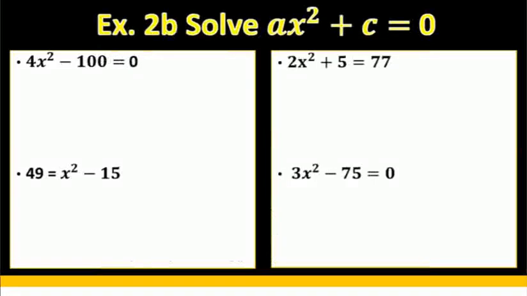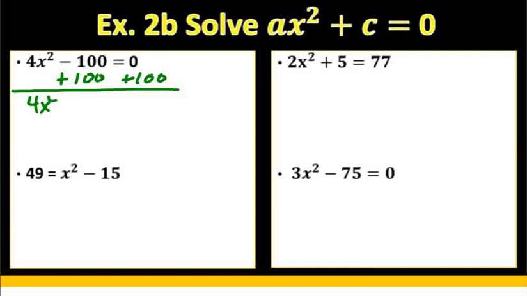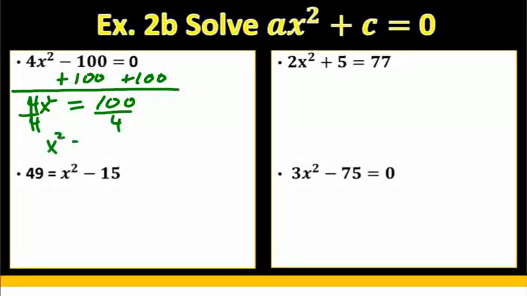So let's look at an example ourselves. Here we have 4x squared minus 100 equals 0. My first step is to get the 4x squared by itself. So I'm going to add 100 to both sides. So now I have 4x squared equals a positive 100. To get the x squared by itself, I'm going to divide by 4. So now I have x squared equals 25.